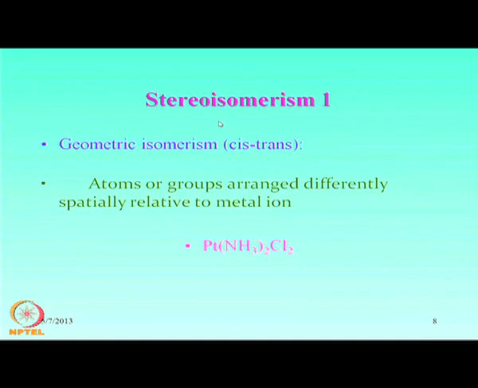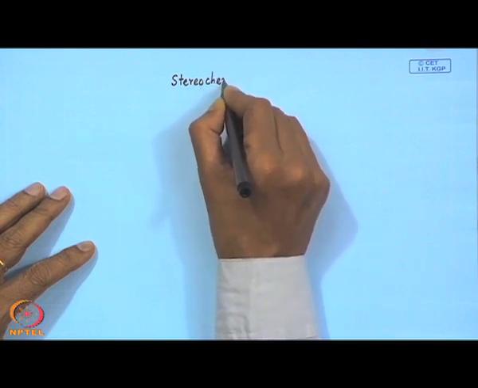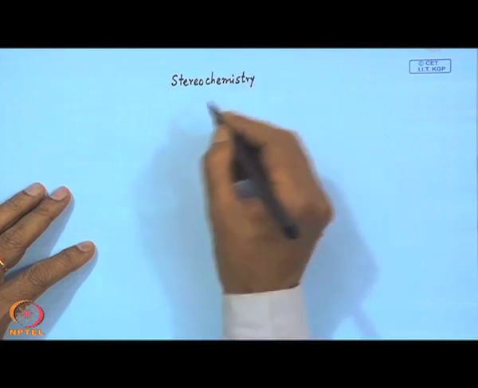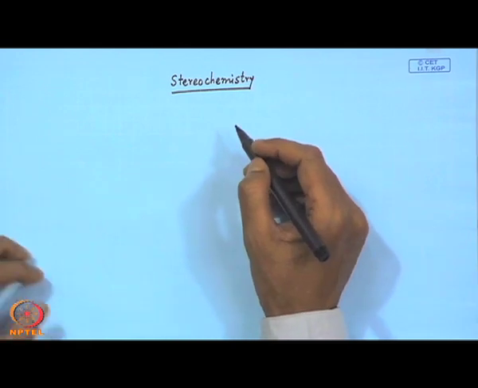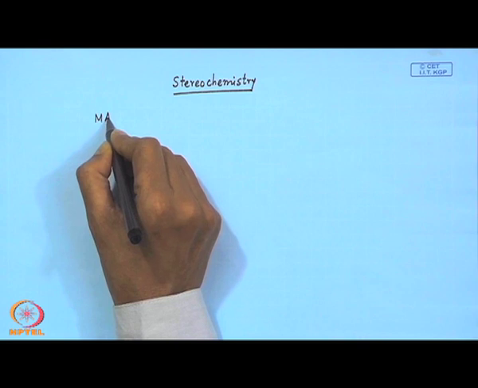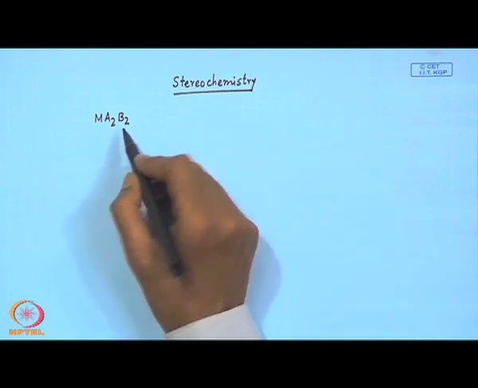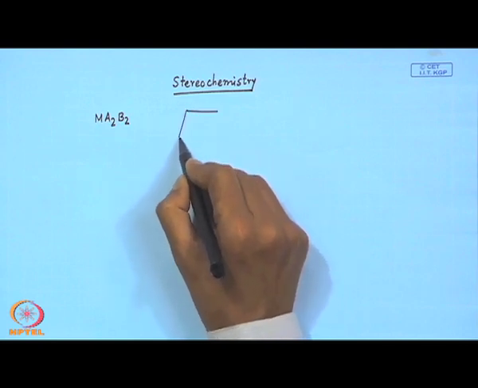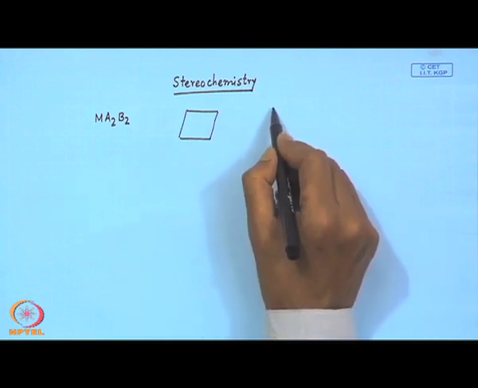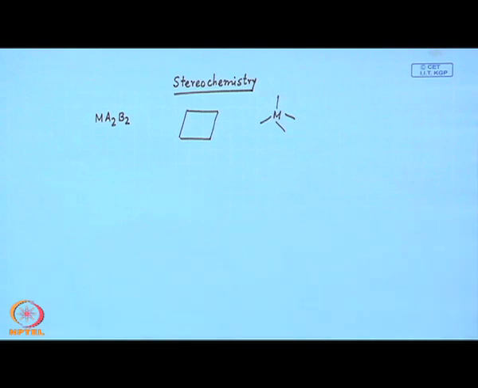Then we will talk about stereoisomerism. That means how the stereochemistry, the spatial arrangement, can play an important role in the different types of arrangements. Just as we have seen, if we have an MA2B2 type compound, where two ligands of each type are present, we can talk about the geometry as either square planar or tetrahedral.